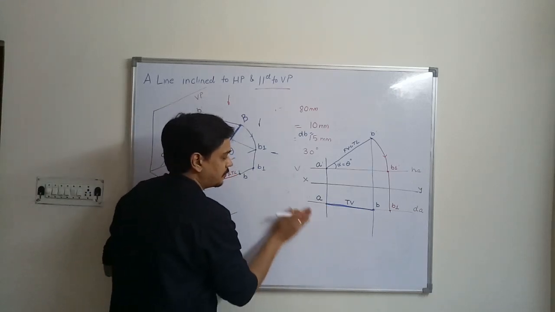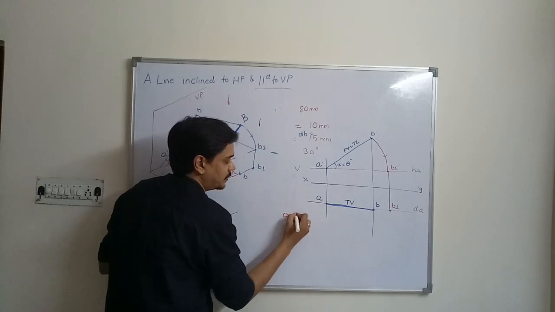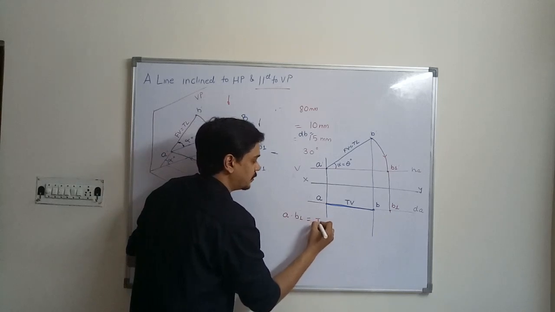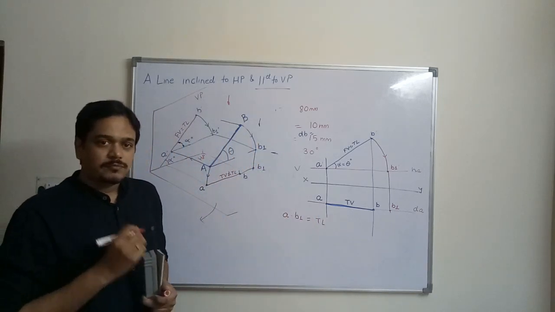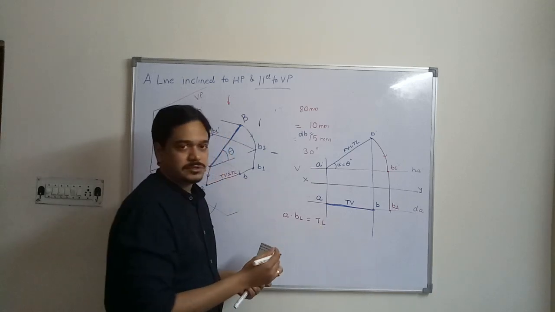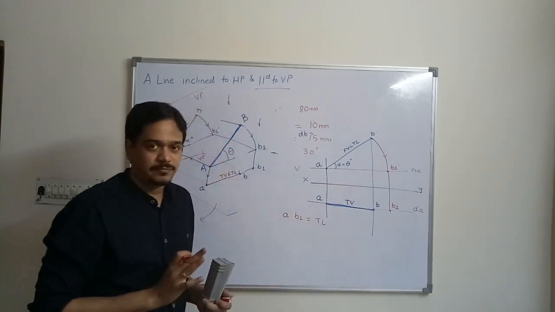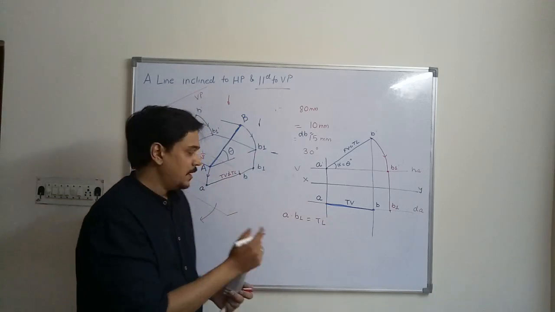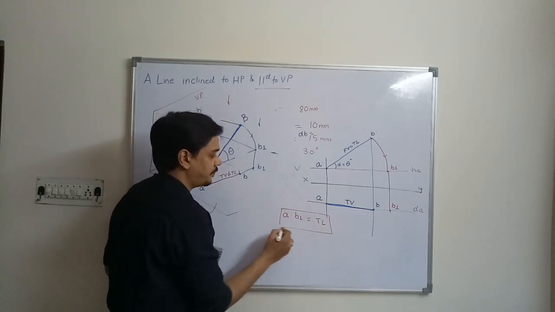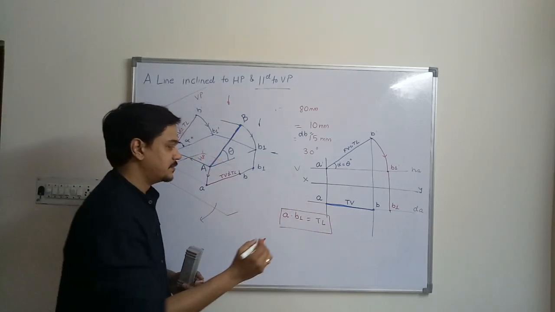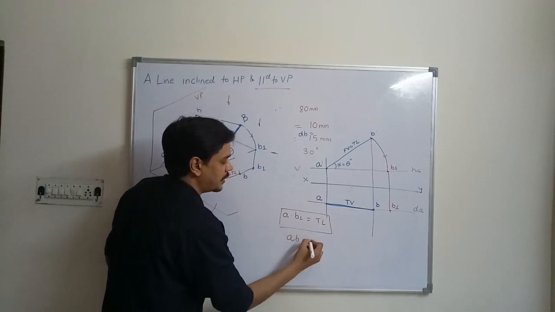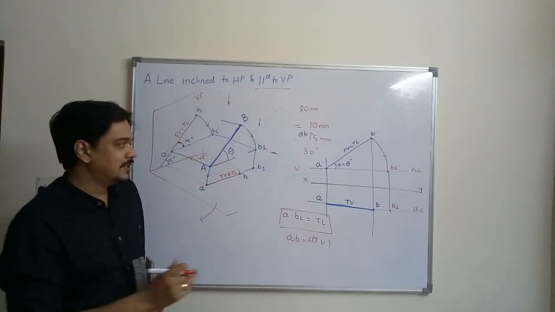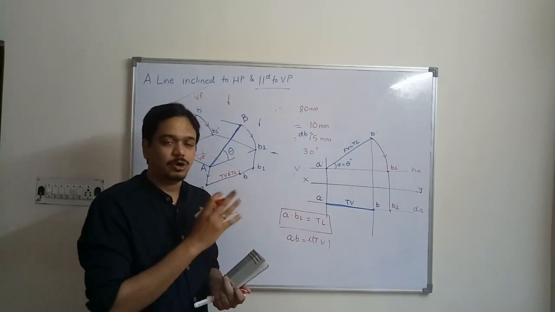So if you measure the distance of A to B1 in top view, this will be equal to the true length. Why will this give you the true length? Because the line is parallel to HP. AB1 line is parallel to HP. That's why it is giving you the true length in top view. So A to B1 is the true length, whereas A to B is the top view length. In this way we have found the true length in top view as well.